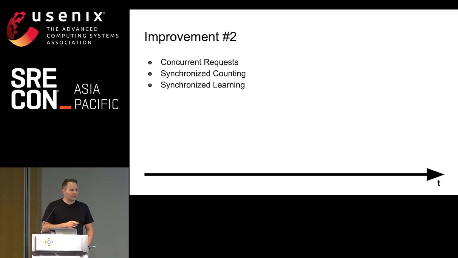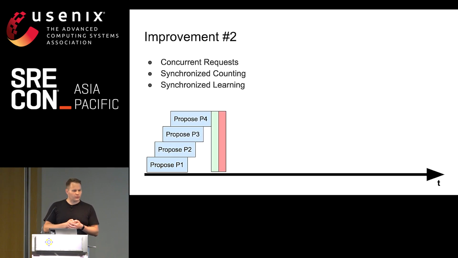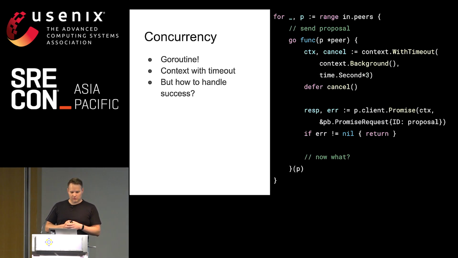The next improvement is, how about concurrent requests? Why not reach out to everyone at the same time, and then count the responses as they come in? So what I wanted to design here is something like this. We have the proposal, we send out all the proposals, and then when the last response is in, we count the responses, whether or not we reach the majority, and we synchronize on the learning if there's anything to learn.